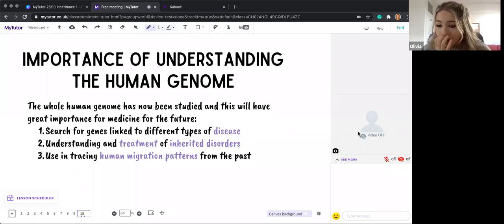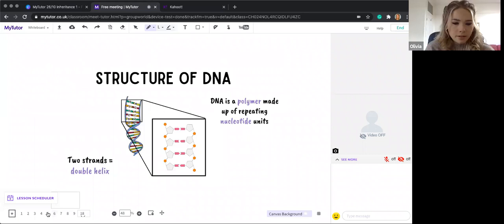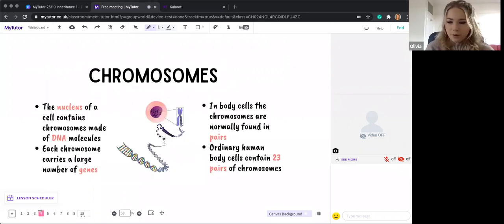For the human genome, how would scientists know about genes of unborn babies? That's called embryo screening, and we can look at the genes. We'll cover that next lesson, actually, when we look at inheritance and inherited disorders. Going back to chromosomes, this is the stuff that we had on chromosomes.